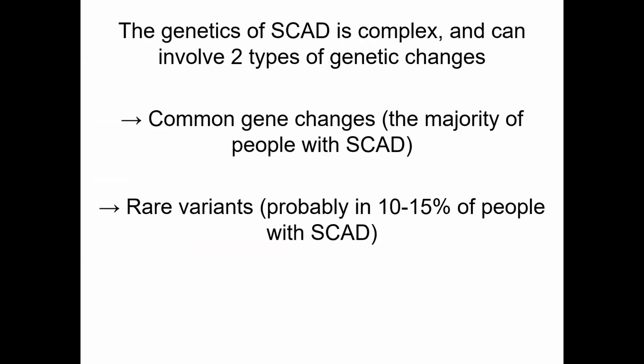So the genetics of SCAD is quite complex, and we're going to go through this quite slowly. And we're going to talk about these two different types of gene changes: common gene changes, which are what affect the majority of people with SCAD, and rare variants, which affect around 10 to 15% of people with SCAD.